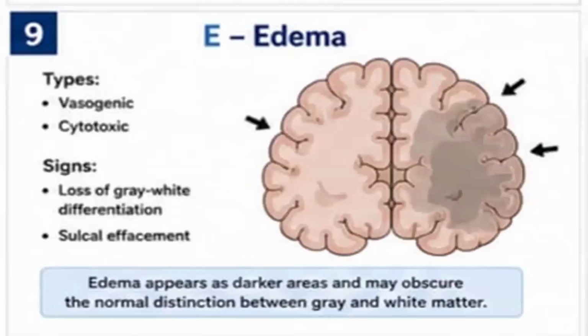Edema appears as areas of low density or darkness within the brain tissue. Important signs include loss of gray-white matter differentiation and narrowing of the sulci. Edema may be vasogenic, commonly seen around tumors, or cytotoxic, which is often associated with acute ischemic stroke.